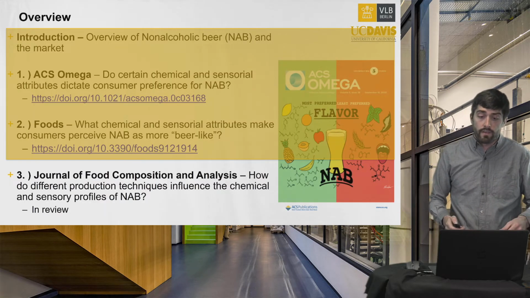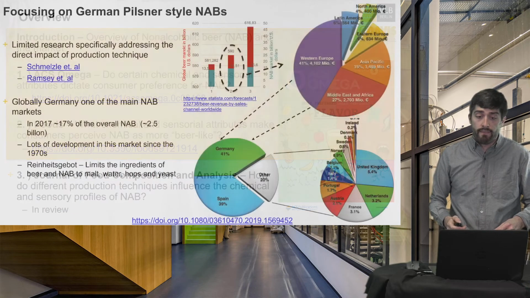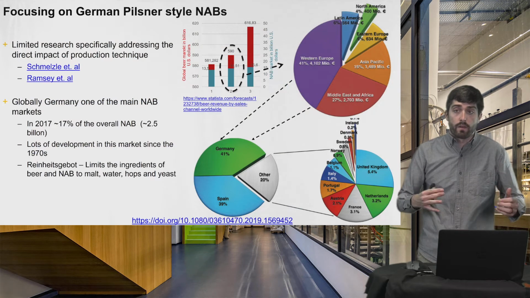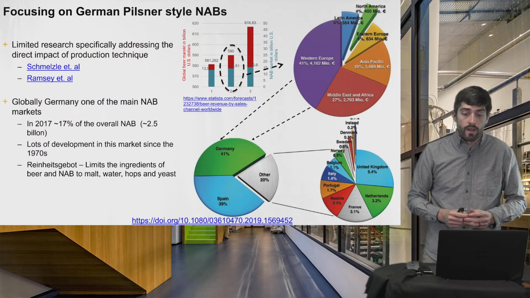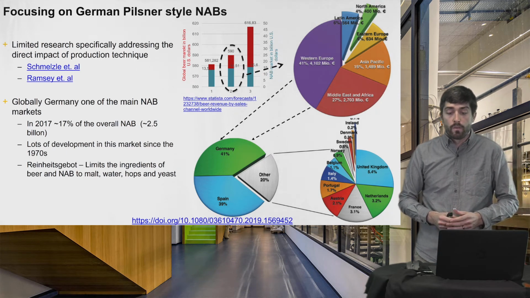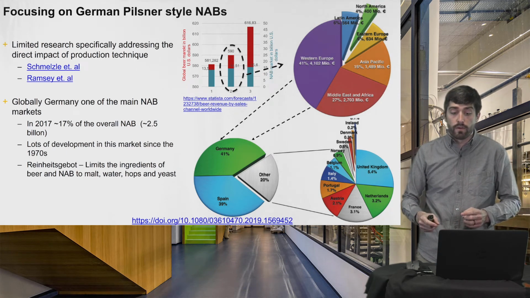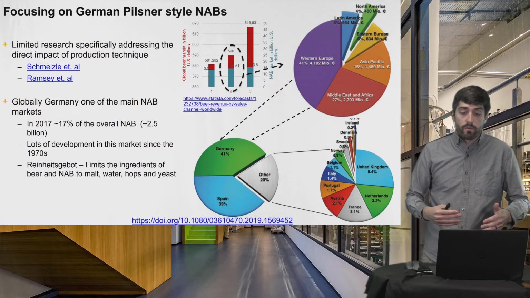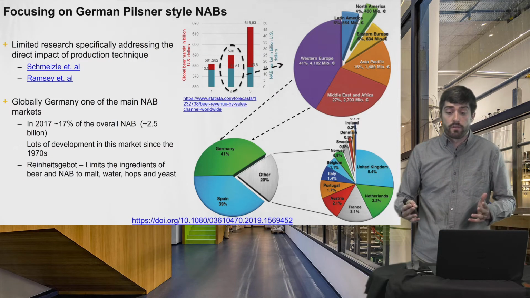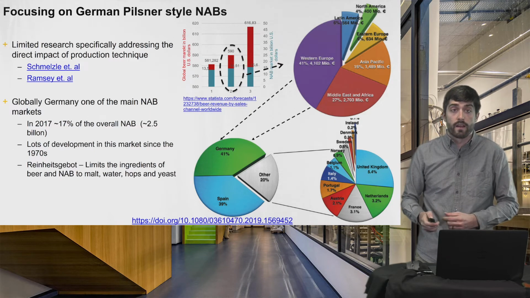So let's dive into the final manuscript. Niels has already talked about this a bit, and later we're going to talk about it from another lens. In the past manuscripts, we had very limited details on how the NABs were made. Therefore, in this study, we worked with German Pilsner-style NABs again to investigate the influence of production technique specifically on NAB flavor.